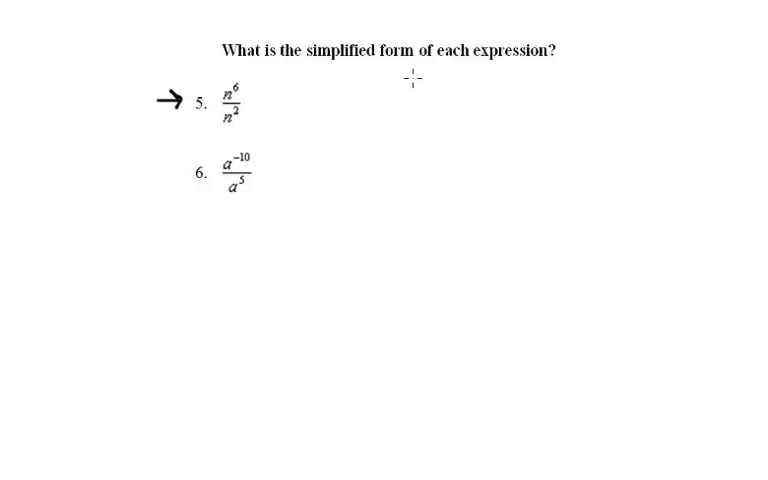So number 5, we're dividing n to the 6th, divided by n squared. So hopefully by now we realize all we're going to do with these is subtract these because we have the same base, n and n. We're dividing, so we're just going to subtract 6 minus 2 and get n to the 4th.